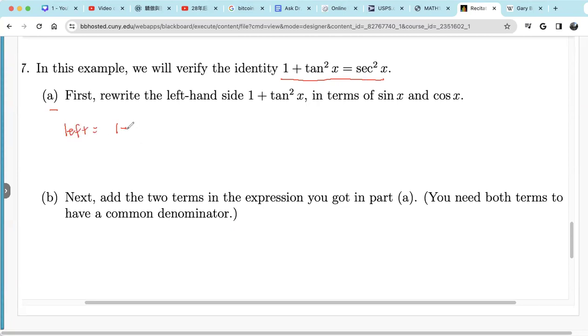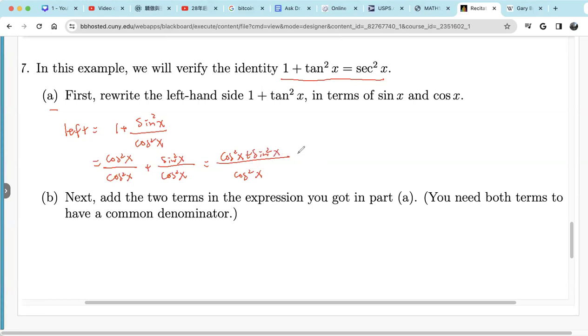The left side equals 1 plus tangent, which is sine over cosine, right? But we have a square. So we square the numerator, square the denominator. And because we want to combine those two terms, 1 is cosine square over cosine square, plus sine square over cosine square. So now we have a common denominator of cosine square. We can add the numerators.